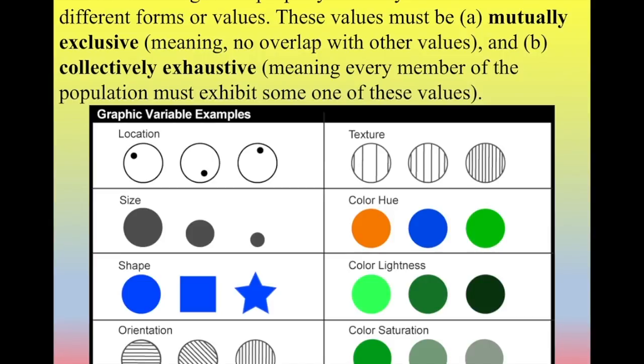The second condition is that the values must be collectively exhaustive, meaning that every member of the population must exhibit some one of these values. In other words, if you pick out all the members of the population which possess a value for that variable, for all the values of the variable, then you will have picked out the entire population.